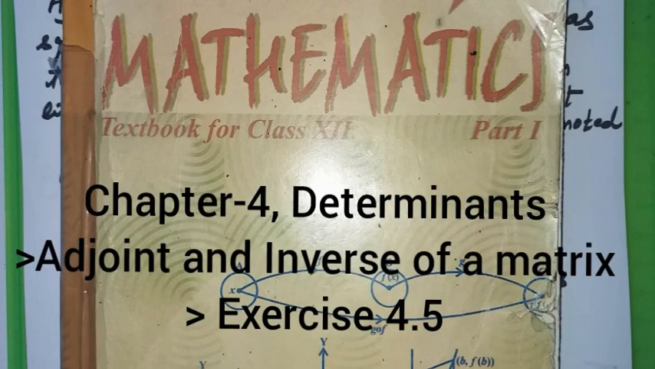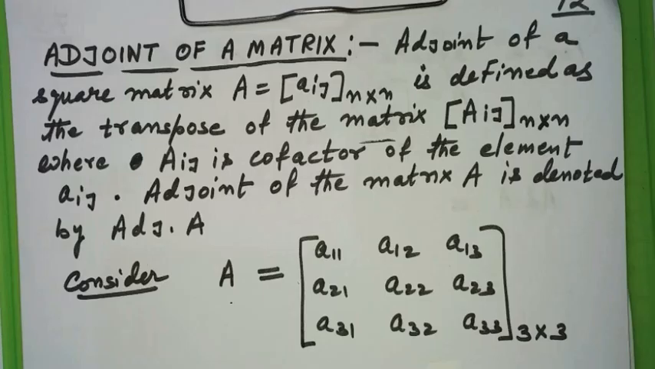Hello students, I welcome you all back to this class of mathematics, and we are discussing the class 12 syllabus of mathematics. We are continuing with chapter 4, determinants, and today we have to do the adjoint of a matrix.